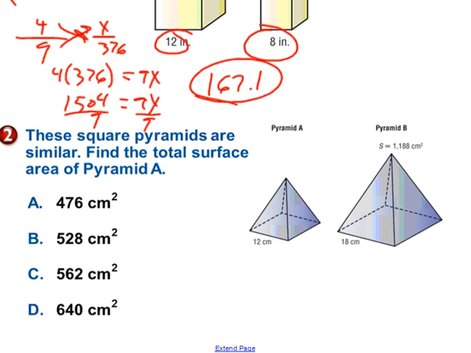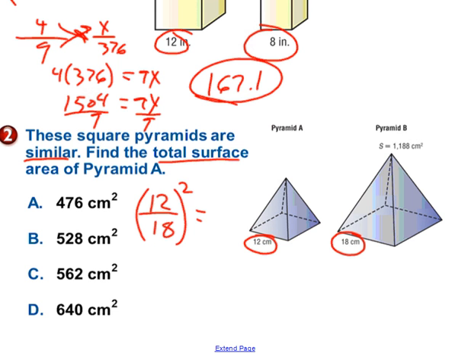These square pyramids are similar. Find the total surface area of pyramid A. Well, I have 12 to 18. So I've got 12 to 18, two similar sides. That quantity, of course, squared, because I'm dealing with surface area, is equal to the unknown surface area for pyramid A over 1,188. Well, I'm going to do some reducing here. 12 over 18 can be reduced.